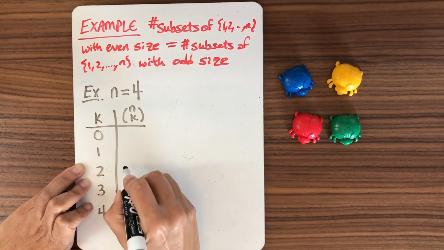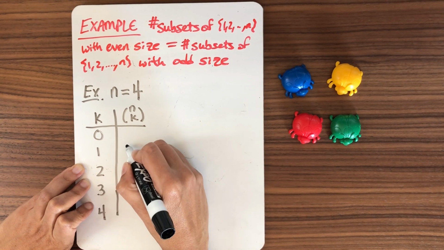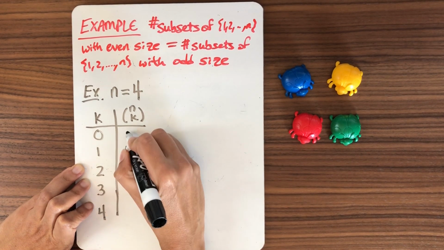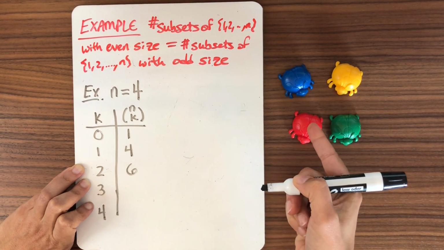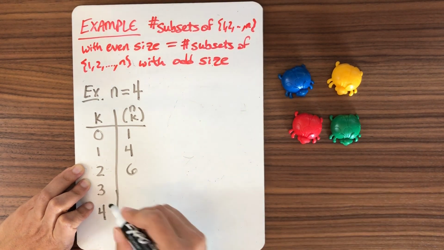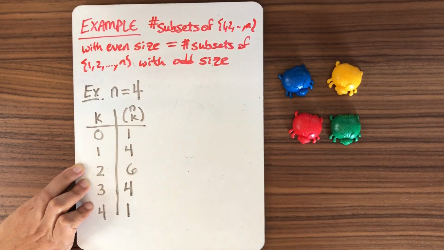Remember, the only interesting one here for 4 was 4 choose 2 is 6. 4 choose 1, there are 4 options. If you want to choose nothing, there's one way to choose nothing. If you want to choose 3 of the bugs, well, then you could just as easily pick the bug to leave out. And if you want to choose all of the bugs, there's one way to take everything.